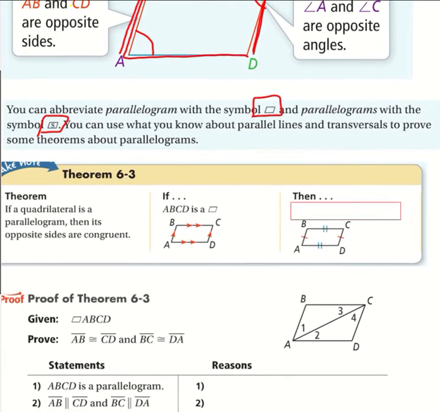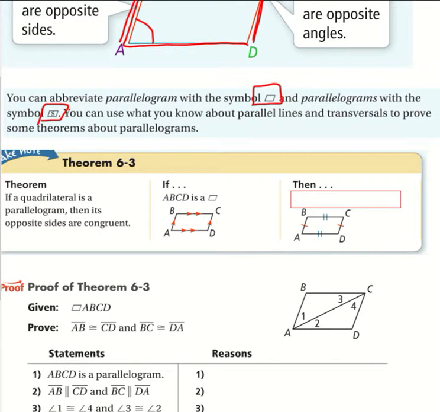So, here's our first theorem. It says if a quadrilateral is a parallelogram, then its opposite sides are congruent. This is actually a theorem about parallelograms. So if ABCD is a parallelogram, then side AB is congruent to side CD. These two are congruent, and side BC is congruent to side DA. It's as simple as that.